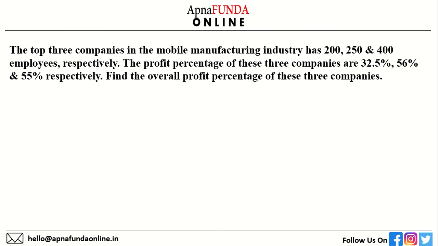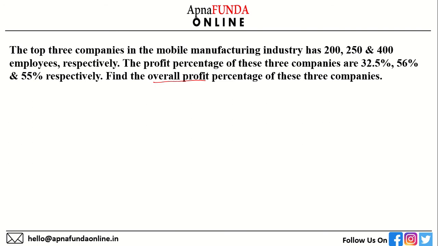Next question. The top three companies in the mobile manufacturing industry have 200, 250, and 400 employees, respectively. The profit percentages of these three companies are 32.5%, 56%, and 55%, respectively. Find the overall profit percentage of these three companies. So how do we find the overall profit? By the average profit. So we'll need to use the weighted average method in this case also.